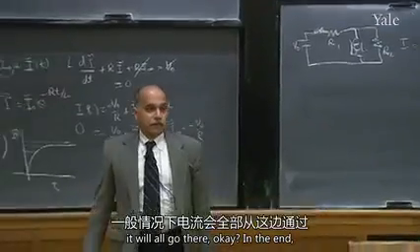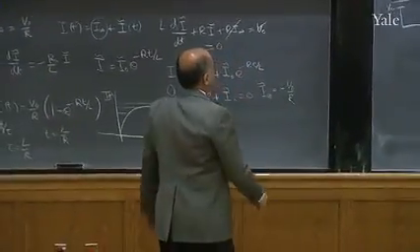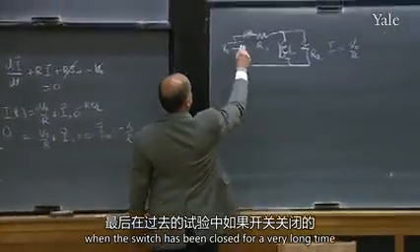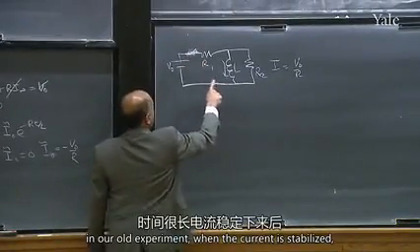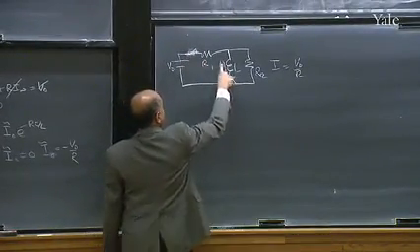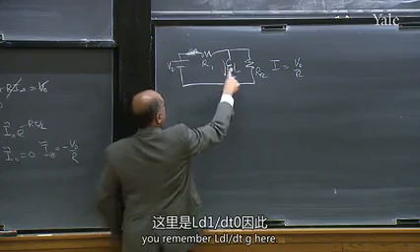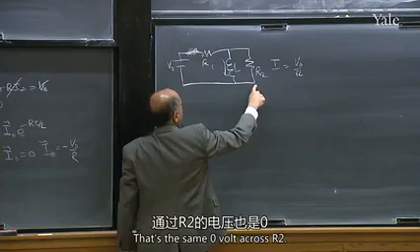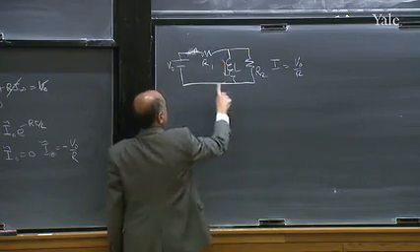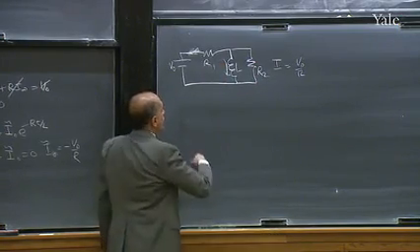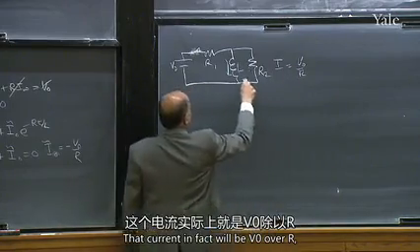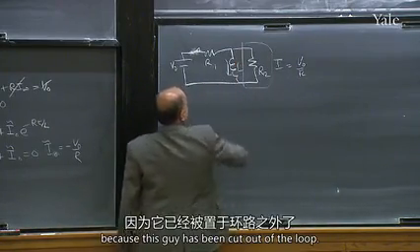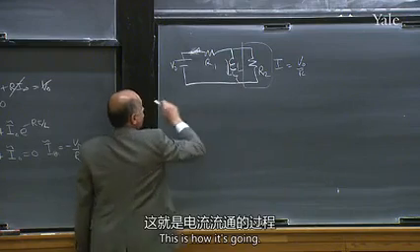Okay? In the end, when the switch has been closed for a very long time in our old experiments, when the current is stabilized, you remember L di dt is 0 here. So there's 0 volts between these two. That's the same 0 volt across R2. No current will flow in R2. Everything will flow through L. That current, in fact, will be V0 over R, because this guy is being cut out of the loop.